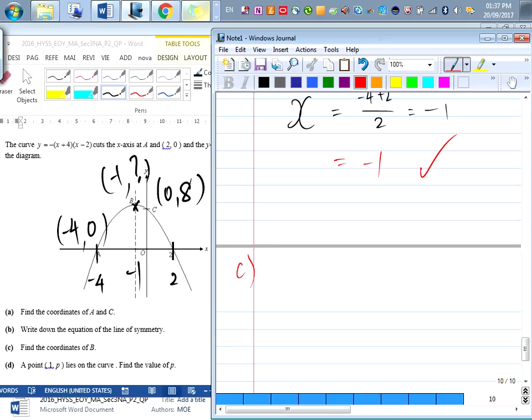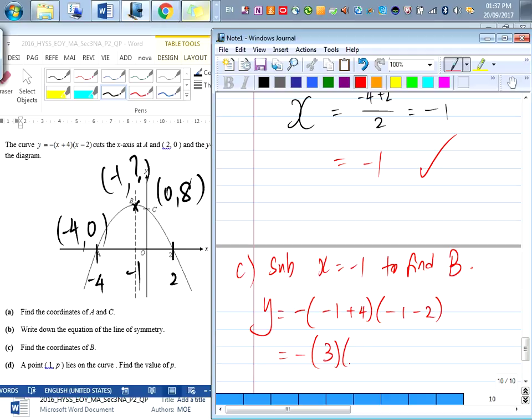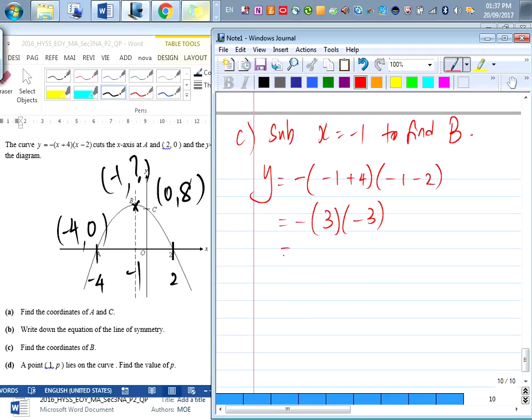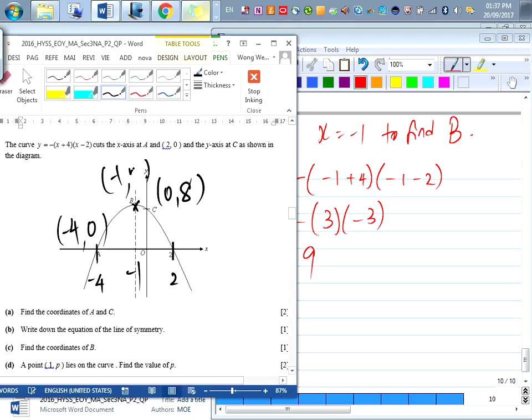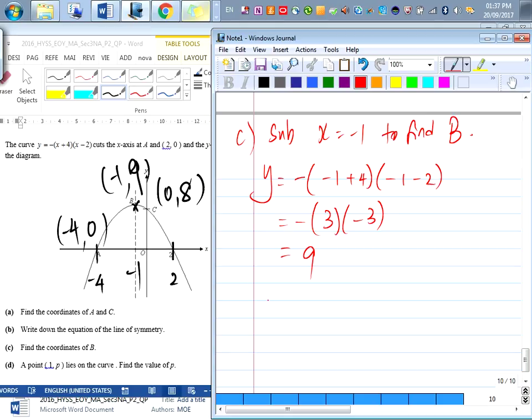So what can we do? We substitute x equals to -1 to find the coordinates of B. Okay? So y is equals to negative, x equals to -1, right? Plus 4, -1 minus 2. I am substituting into my equation. So this gives me -3 times -3. This is equals to 9. So the y coordinate is 9. So B will be -1, 9.